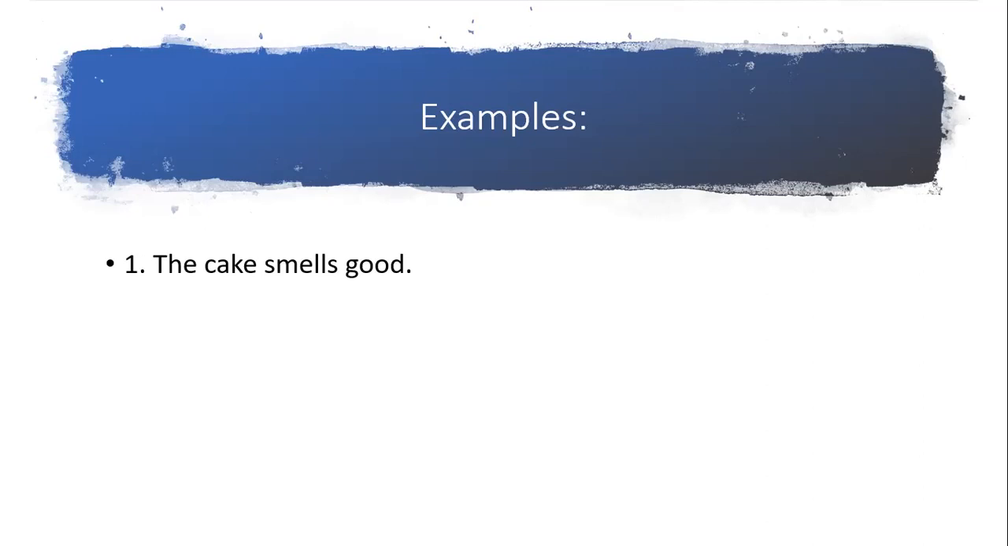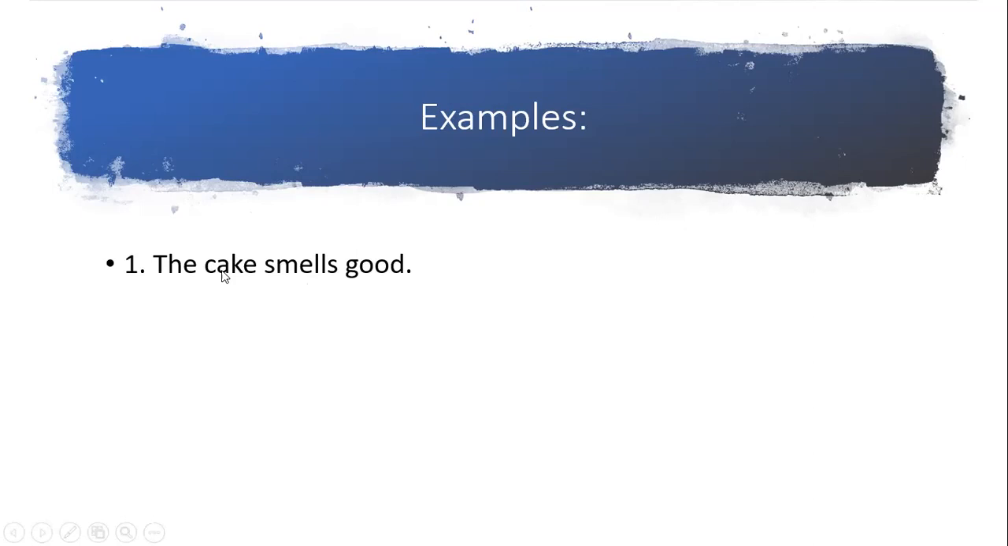For example, smell. From smell alone, we can get smells, smelled, will smell, and I don't think there's another one, but those are the ones that I could think of at this moment. Okay, so the cake smells good. We identify smells as the verb in the sentence, and we know that the sentence is talking about the cake because it's who or what the sentence is about. The cake is what smells good.